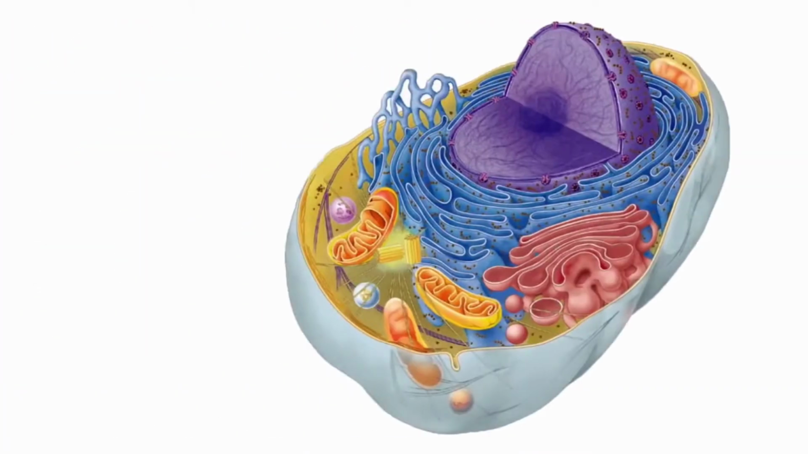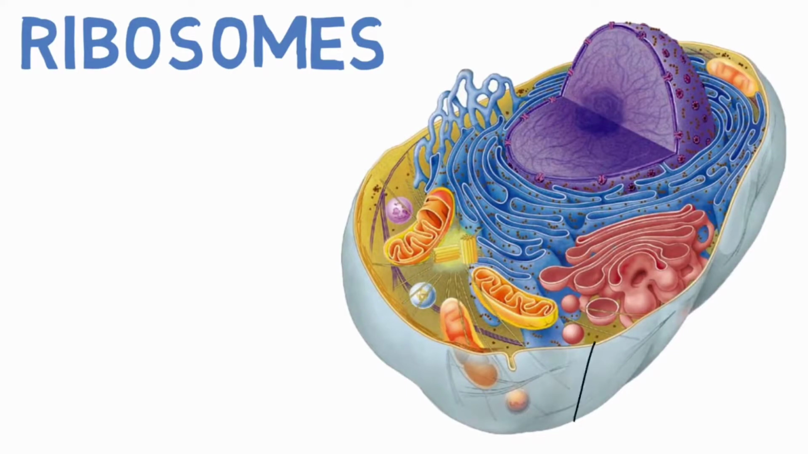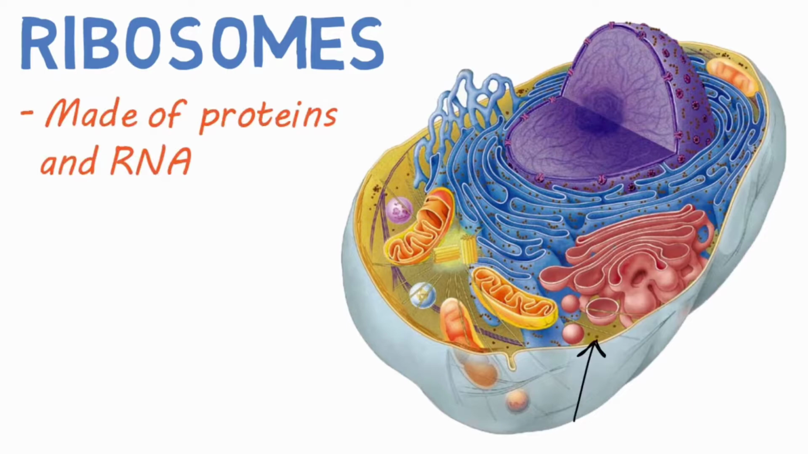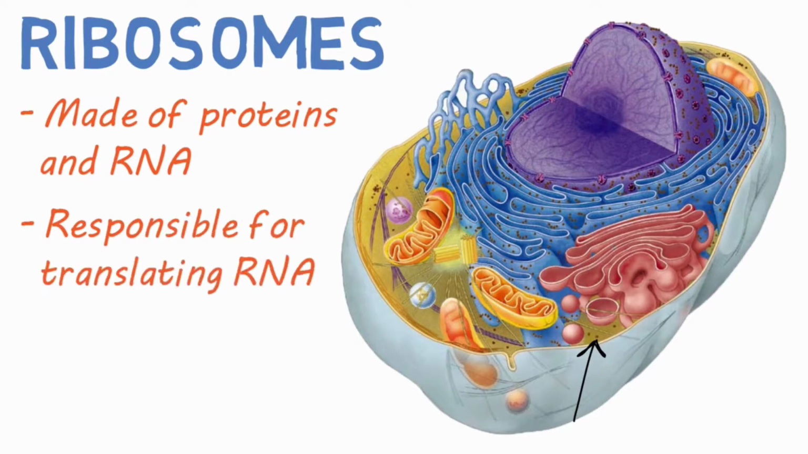Ribosomes are next, and they are small structures throughout the cell made up of proteins and RNA. They are responsible for translating RNA into proteins for use in and out of the cell. They are found freely floating in the cell or bound to the endoplasmic reticulum. And this is our next structure, and there are actually two types.